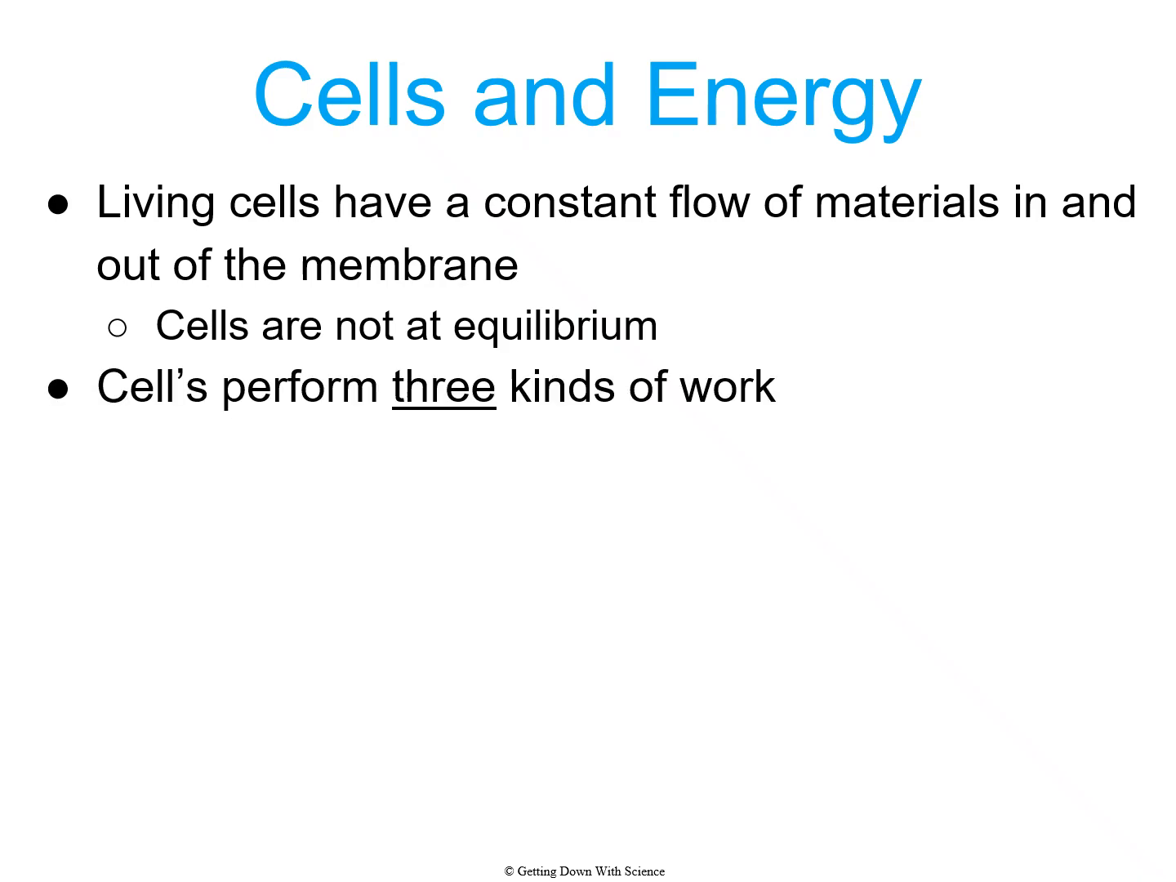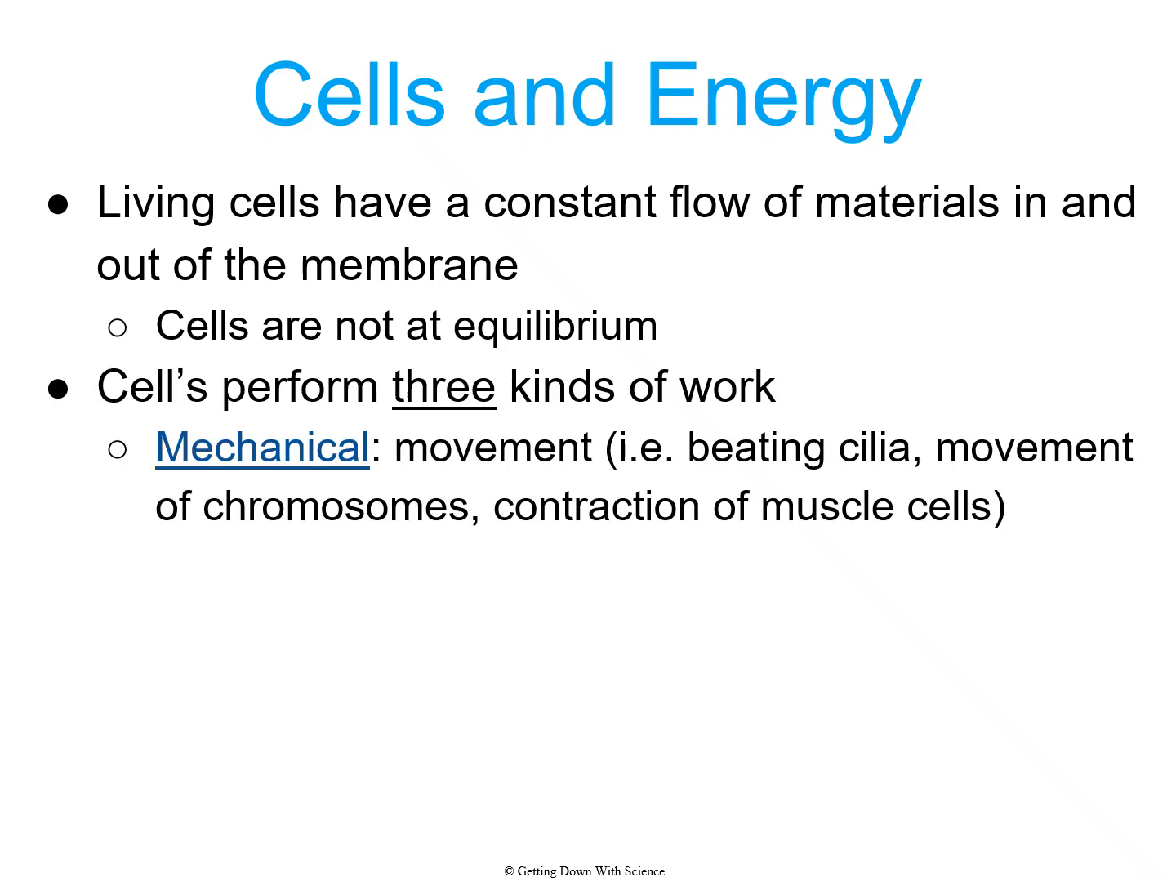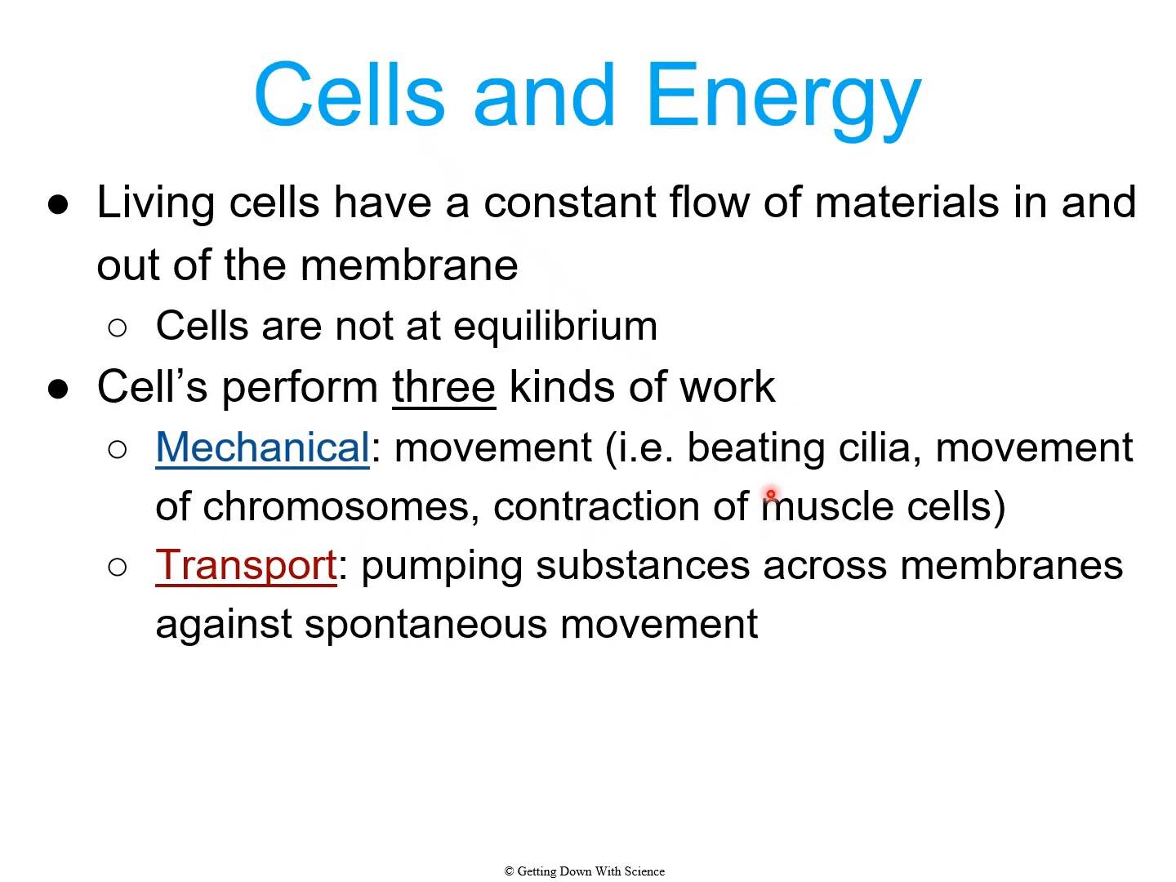Cells perform three types of work. They're either doing mechanical work, so they're moving. For example, the cilia are beating, and the cilia are the little hair-like projections that line cells in the lungs. So those are moving. Chromosomes also move during cell division, and then we have muscle contracting. So that's mechanical work.